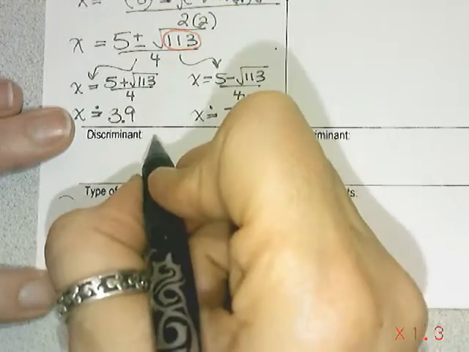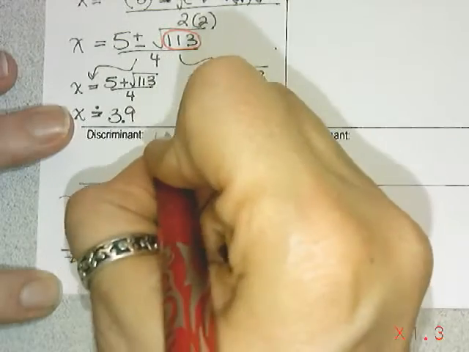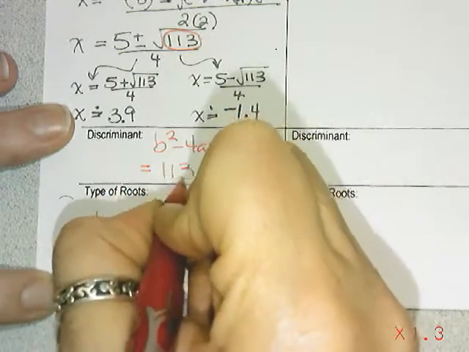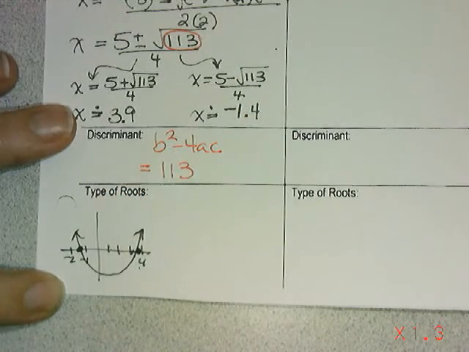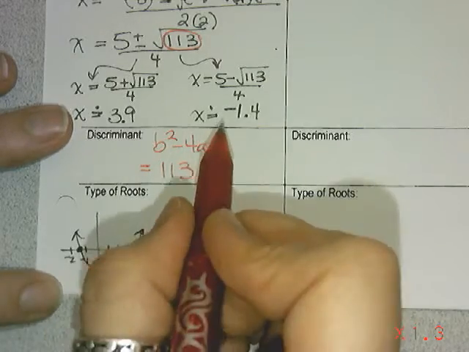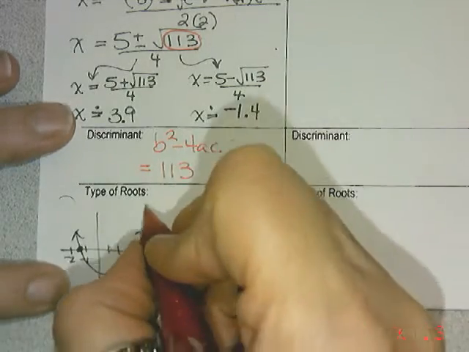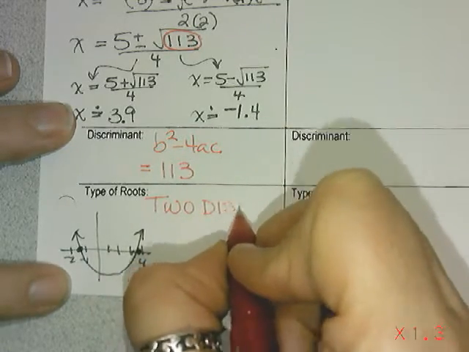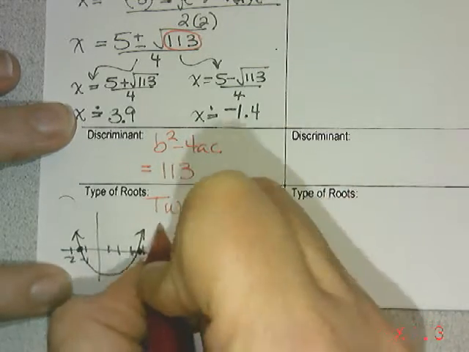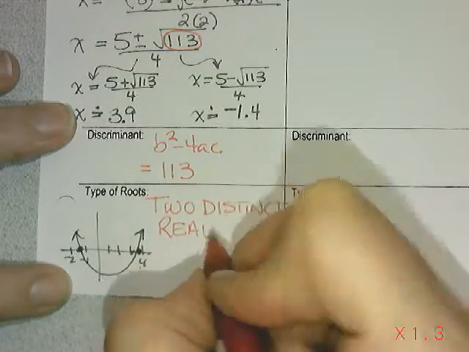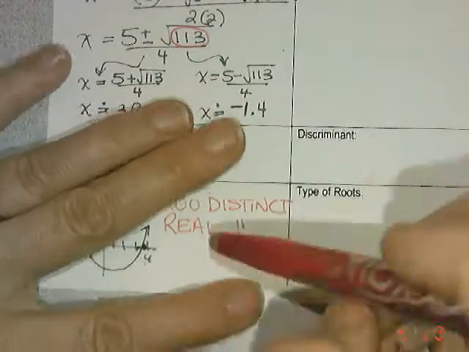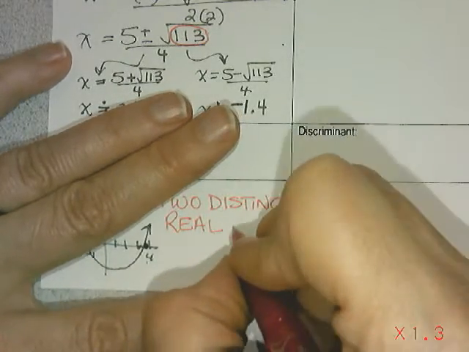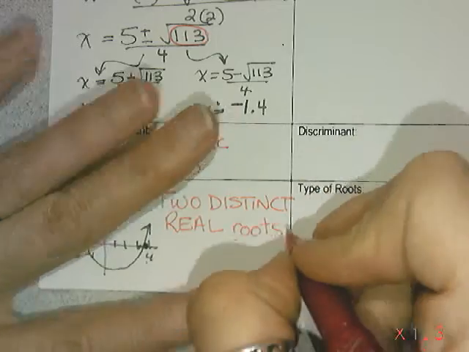Notice that my discriminant, the b squared minus 4ac portion, came out to 113. Because that is a positive number and I can take the square root of it, I have 2 distinct real roots, real number roots. Real number roots means that those numbers exist in the real number system. They are numbers that can be found on a number line.